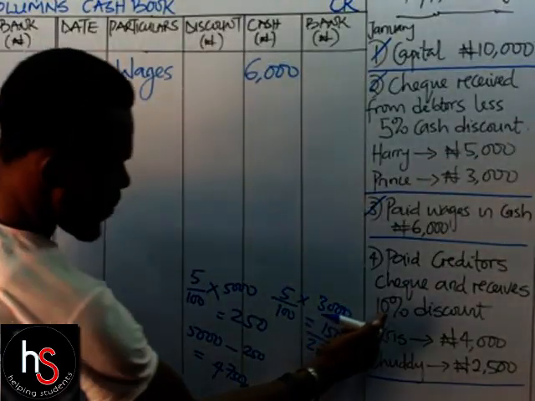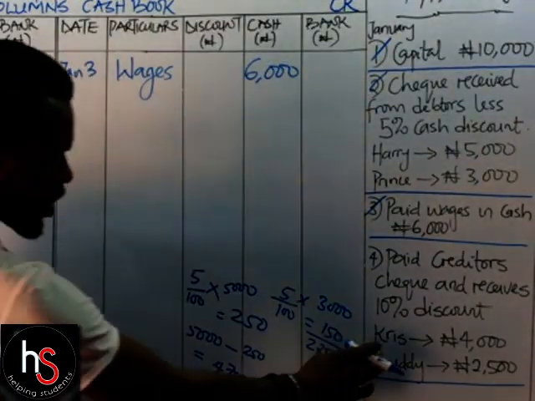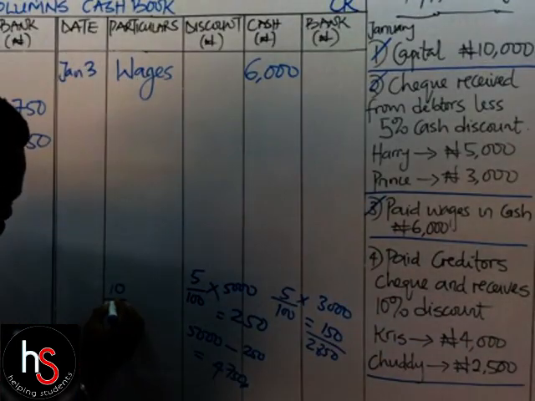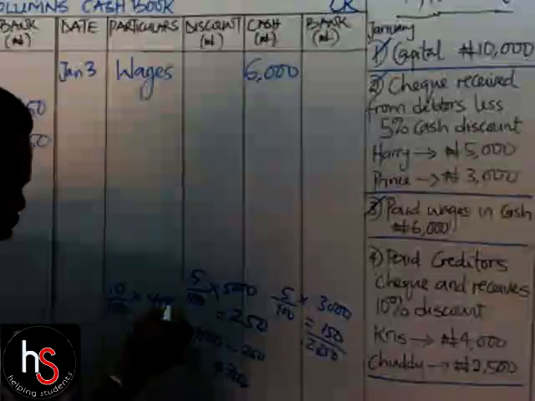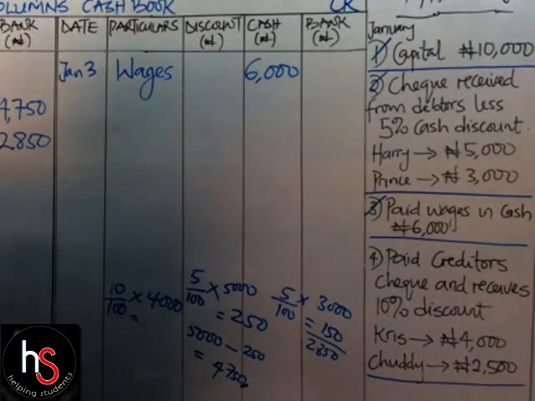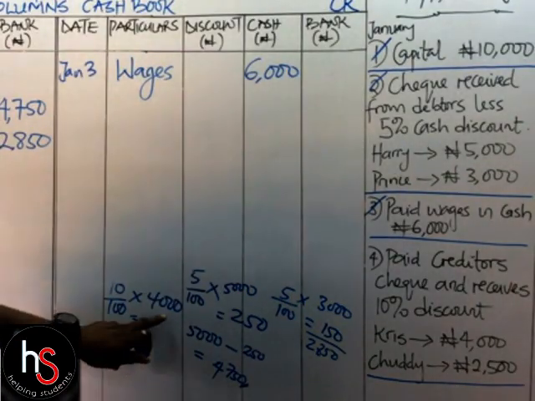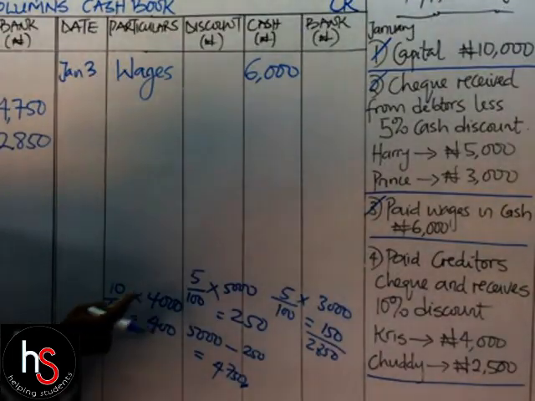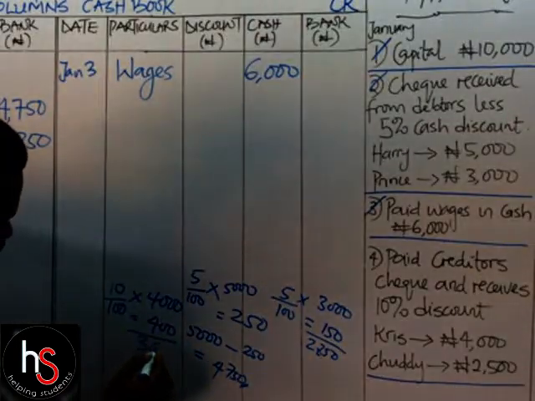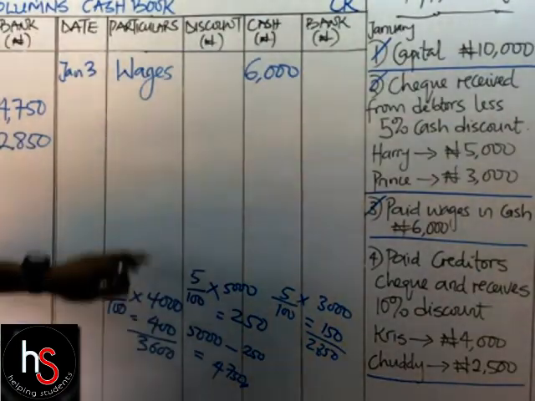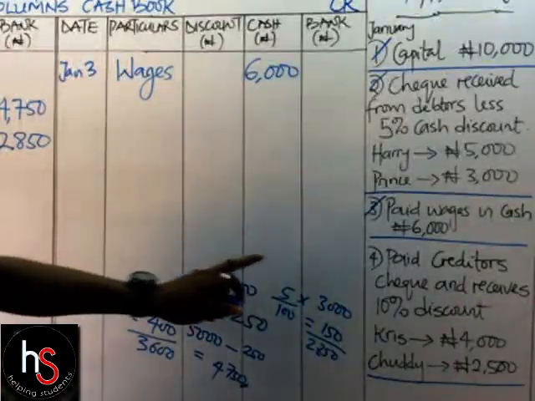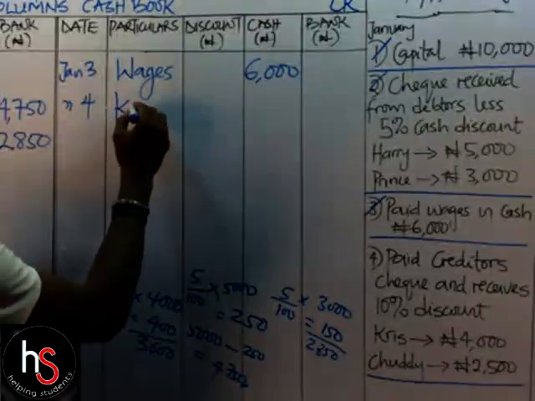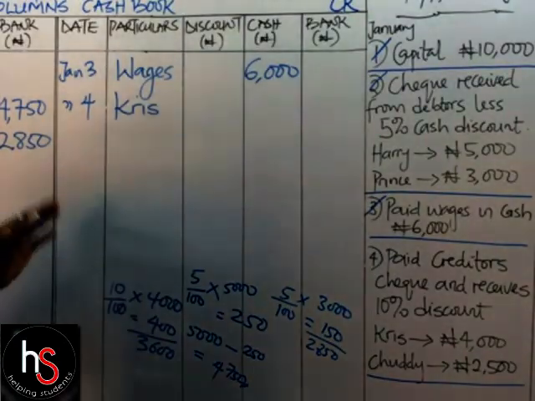So now this is a 10% discount. So what you will do here is, since Chris is 4,000, you write 10 over 100 times 4,000. Now, what do we have here? 10 divided by 100 times 4,000 gives us what? 400. Now, 4,000 minus 400 gives us what? 3,600. Which means, when you come down to the entry, January 4th, for who now? Chris. This is for Chris. So what is the entry for Chris?